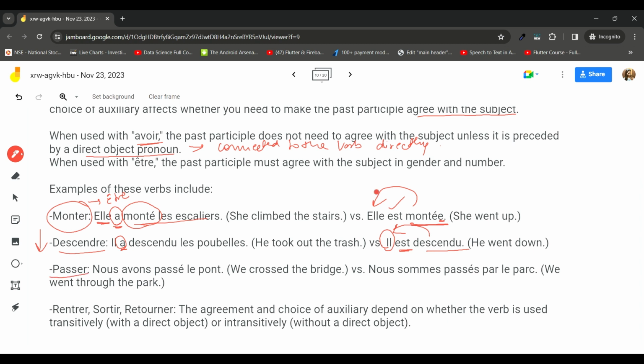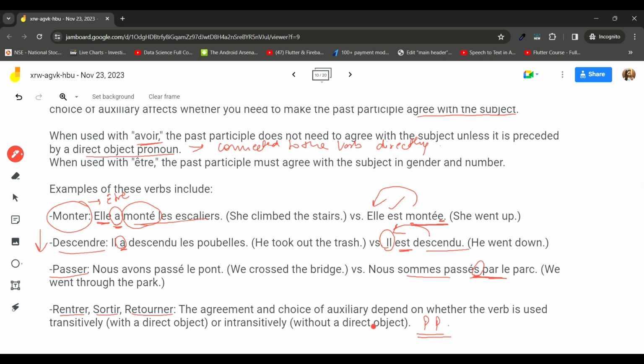Then you have the verb passer. Nous avons passé le pont. So we crossed the bridge. Nous sommes passés par le parc. We went through the park. Nous sommes passés, plural. Then you have verbs like rentrer, sortir, retourner. Again, when you make your past participle, it totally depends if you are using être or if you are using avoir.